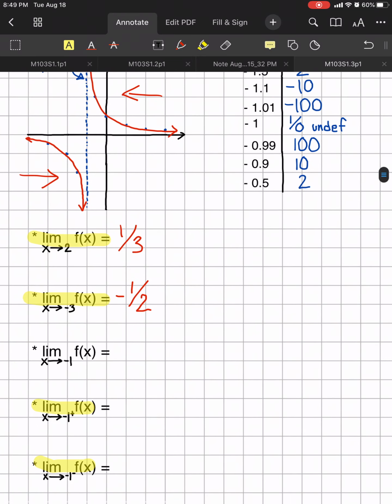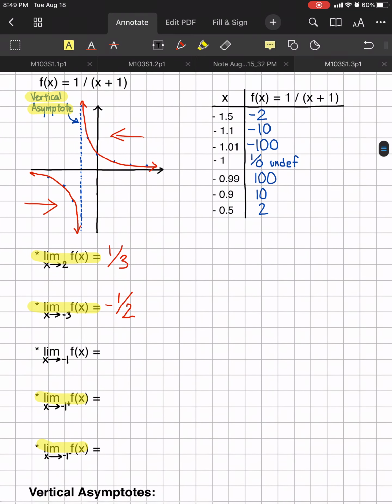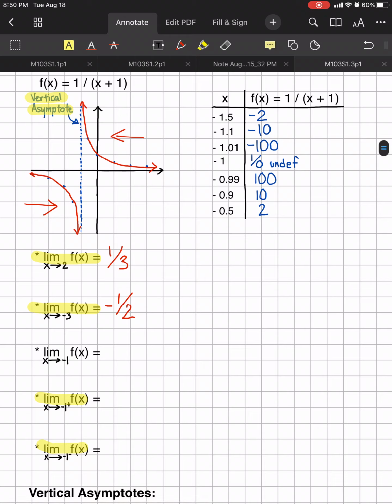Now, one way to answer both of these questions would be to say that these limits don't exist. And that is a valid answer here. It's not illegal or anything to say these limits don't exist.